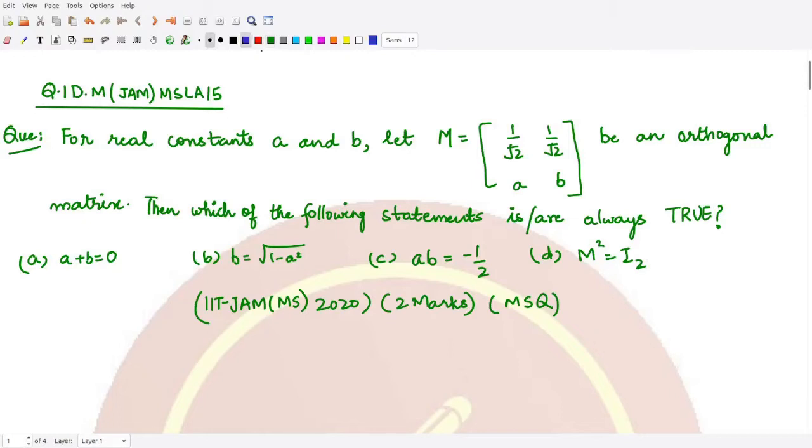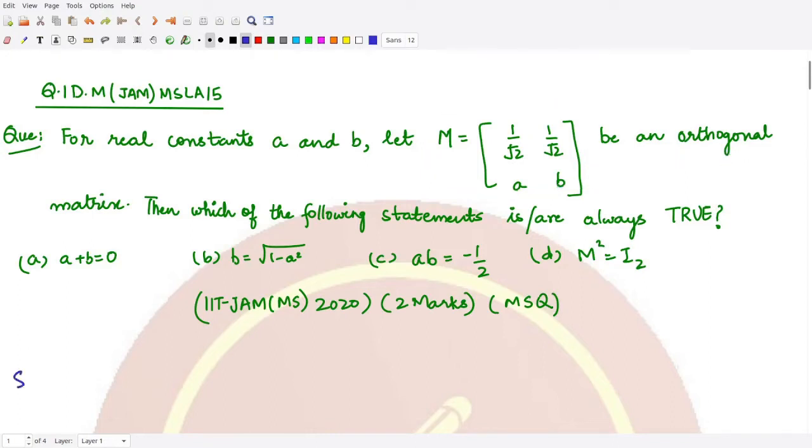In this video, we'll be looking at another question from IIT-JAM Mathematical Statistics paper 2020 and 21. This is a 2-mark question and this is a multiple select question. So that means here we could have multiple options as the correct option. In this question, they are saying you are given some matrix M, and further it is also given that this is an orthogonal matrix, right?